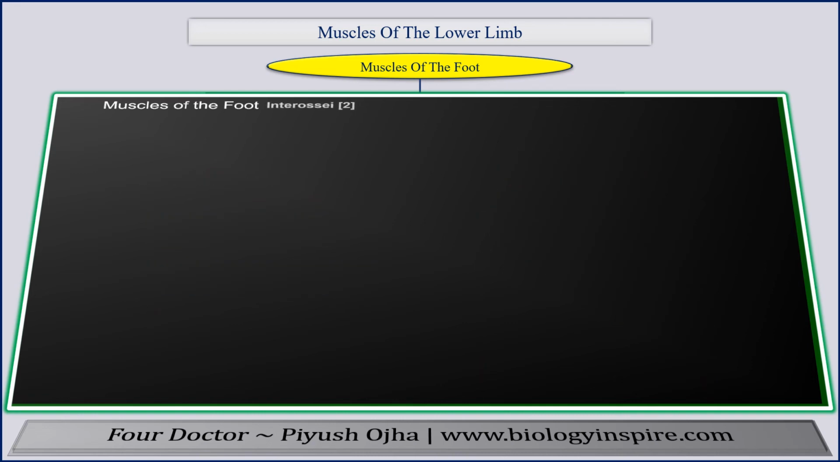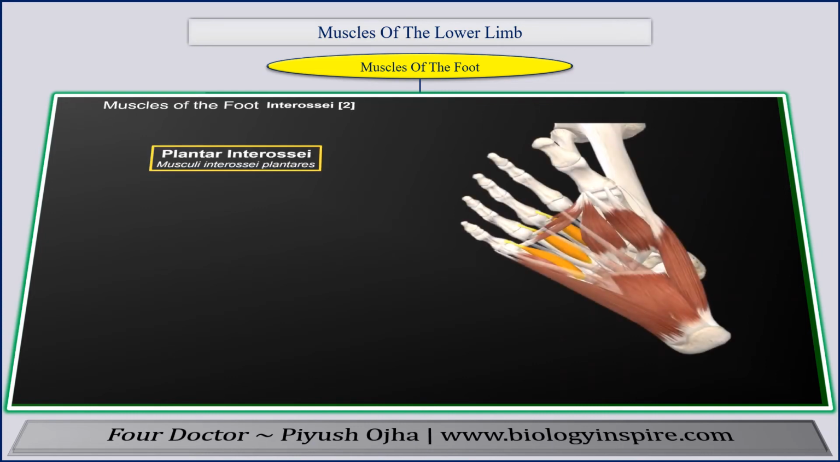Now let's talk about the interossei muscles. There's a plantar interossei and a dorsal interossei. I will start with the plantar interossei first. The plantar interossei are three muscles located in the second to the fourth interossei spaces between the metatarsals, as you see here. So we have removed and faded a couple of structures to see them better.